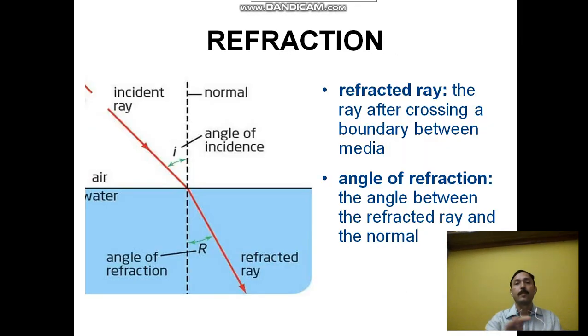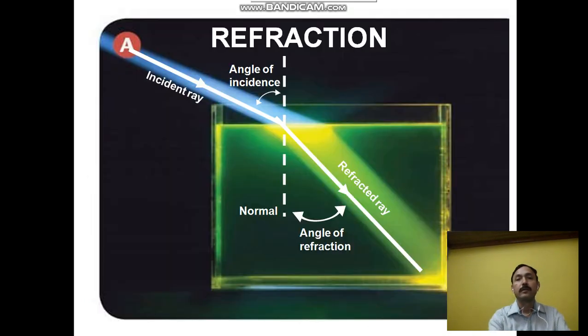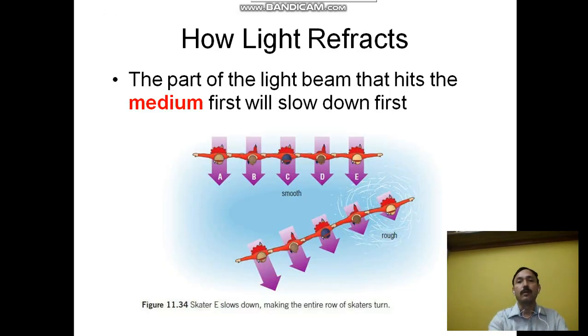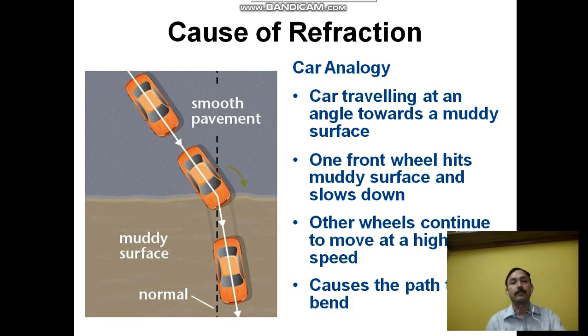Now, we have discussed what the incident ray is, what the refracted ray is, what the angle of incidence is, what the angle of refraction is, the definition of refraction, how light refracts, and the analogy with the car. Just a small recap: the car is traveling at an angle towards a muddy surface, one front wheel hits the muddy surface and slows down, the other wheels continue to move at a higher speed, which causes the path to bend.